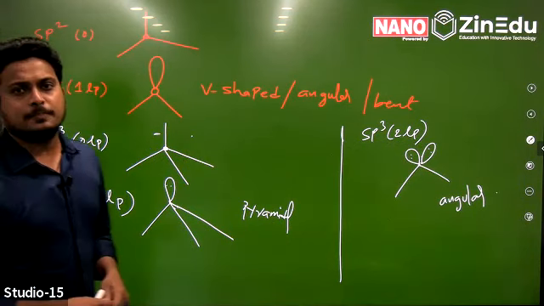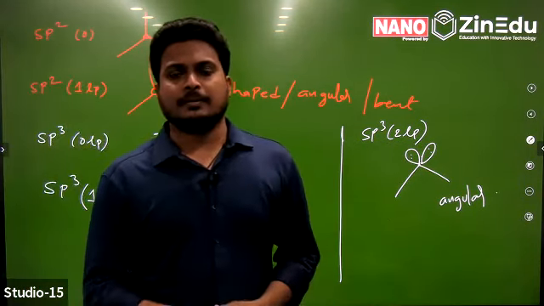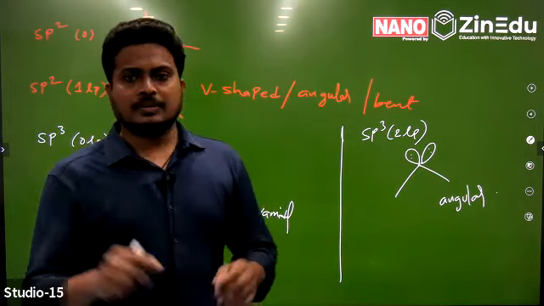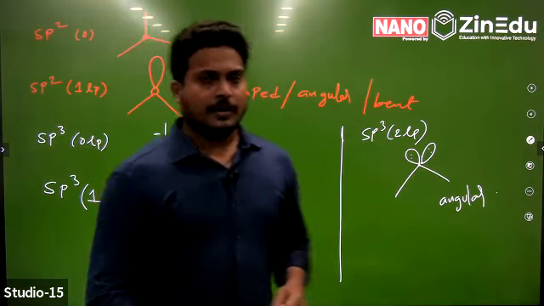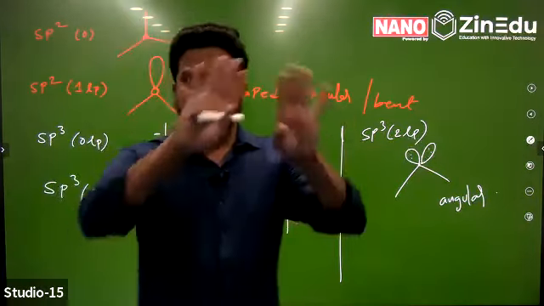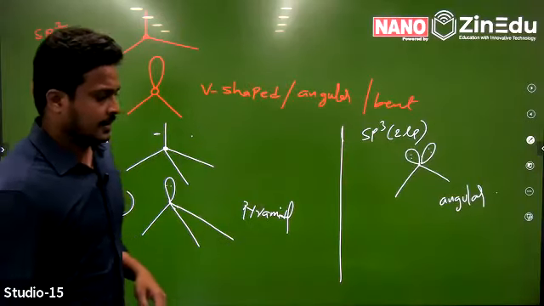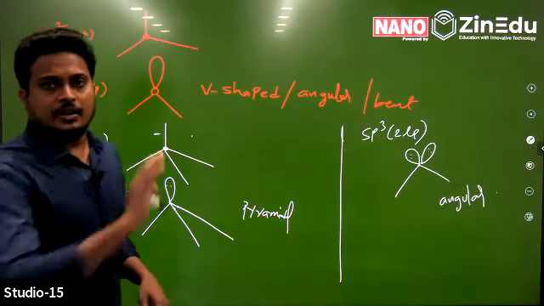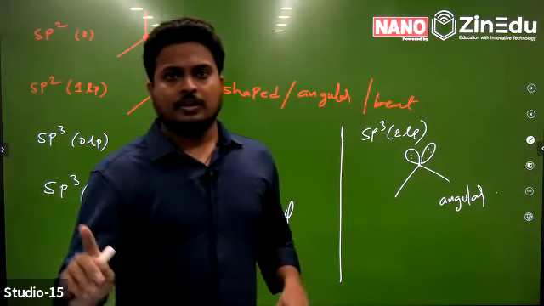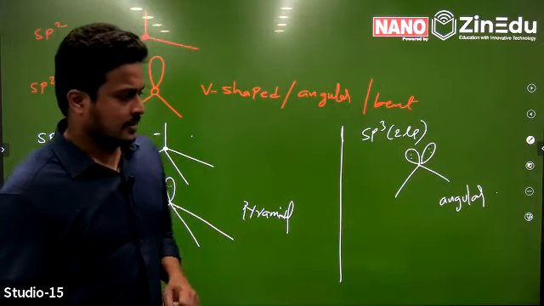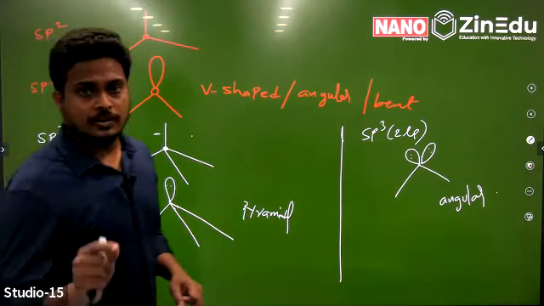Free rotation is possible around the sigma bond, not about the pi bond. Only sigma bonds are easily rotatable, not pi bonds, because pi bonds are laterally overlapped, right? That is why free rotation is not possible around the pi bonds. Free rotation is possible only around sigma bonds.